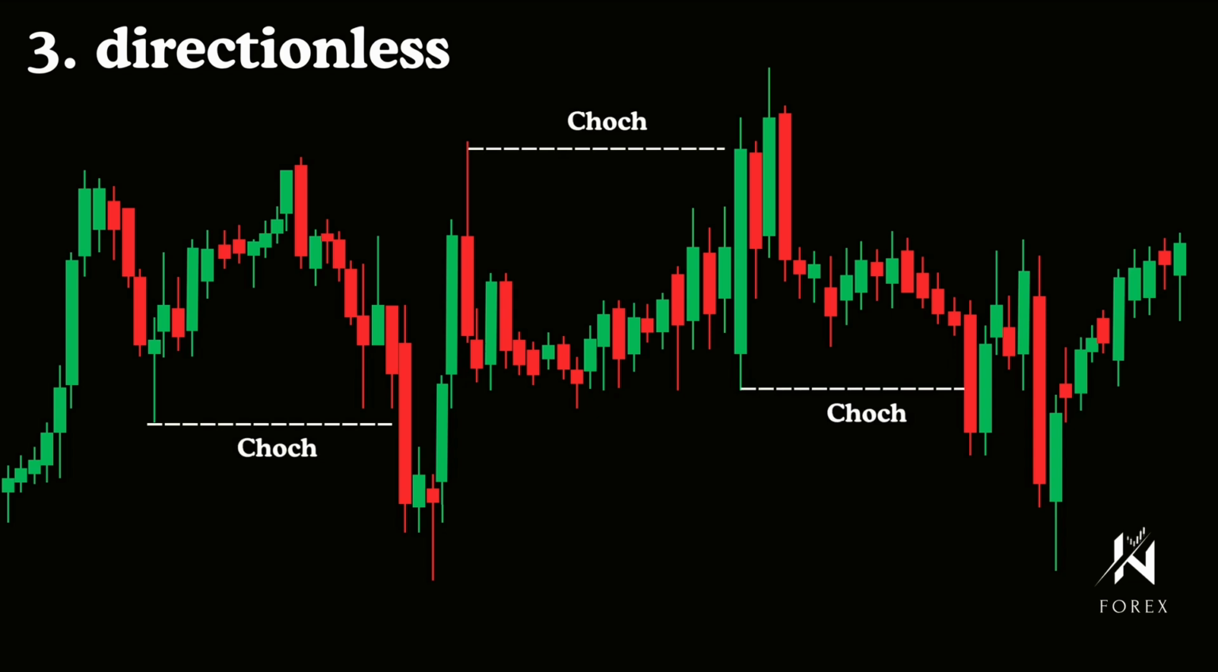When we see repeated changes of character in opposing directions and can't confirm a steady trend, we label it as a directionless market. This trading plan is based on a trend continuation model, so it's crucial to apply it only when a clear directional bias is evident in the price movement.